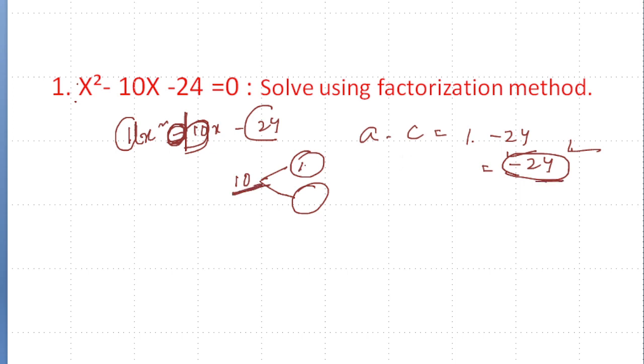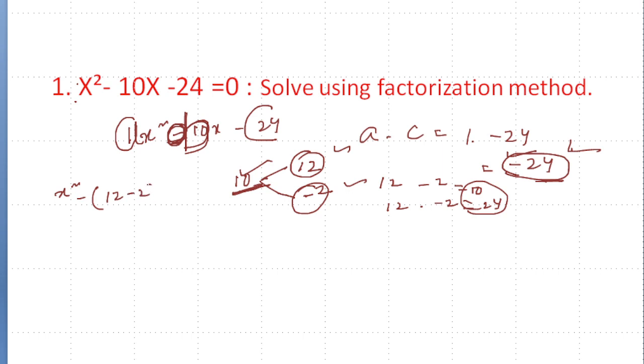So see, if I take 12 and minus 2, then 12 minus 2 equals 10 and 12 into 2 equals 24. So our problem is solved. In place of 10, I can easily write 12 minus 2. I am writing x square minus 12x plus 2x minus 24 equals 0. Now this became the factorization of grouping.